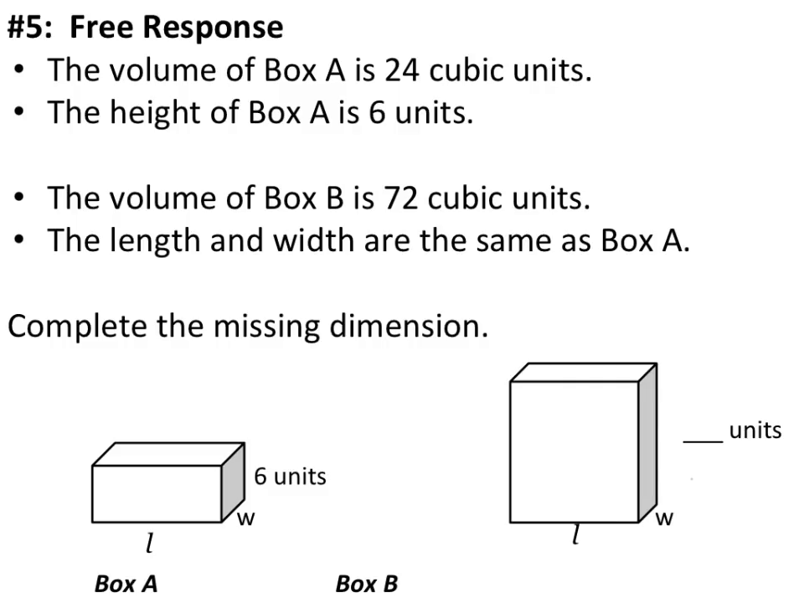So notice that the volume of box A is 24 cubic units, and the volume of box B is 72 cubic units. That means the volume between box A and box B has been tripled. So if the volume is tripled and the height of box A is 6 units, what would be the height of box B? So pause the video now and try this one on your own again, and when you're ready, hit play.